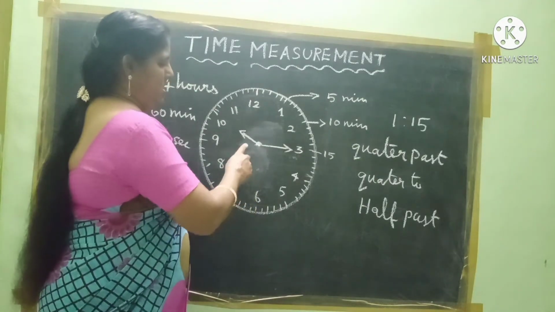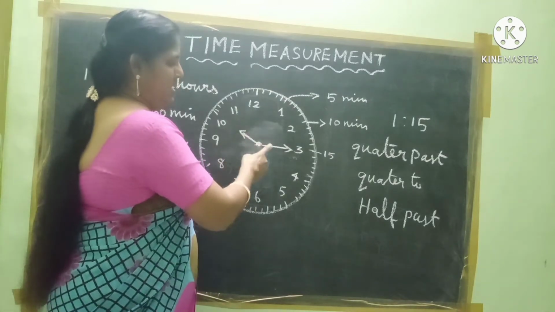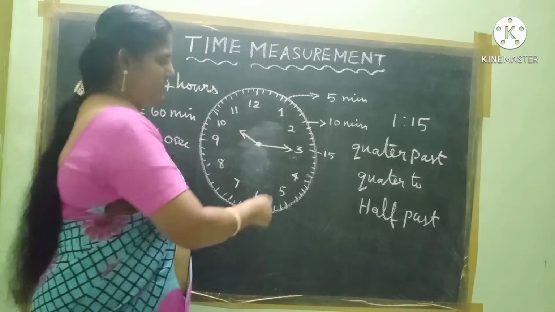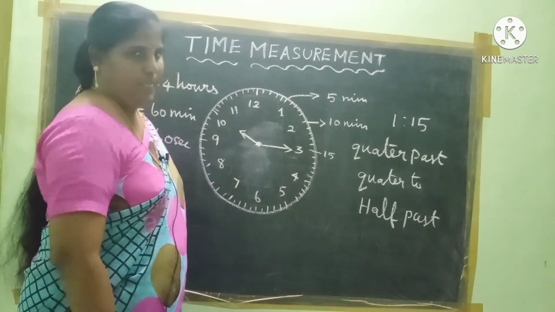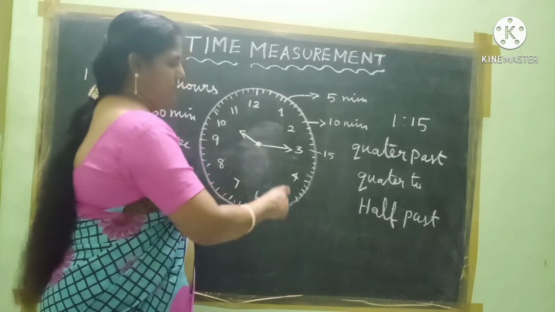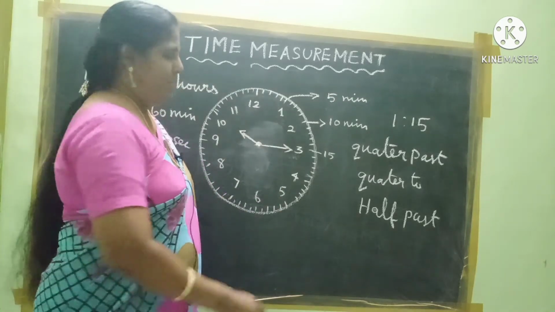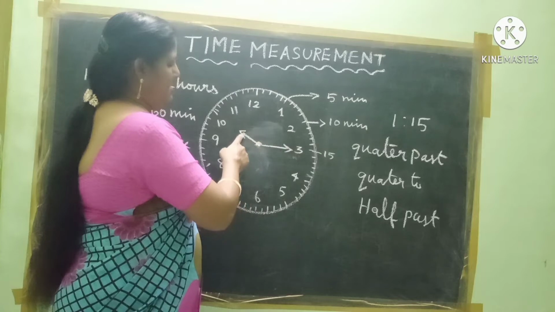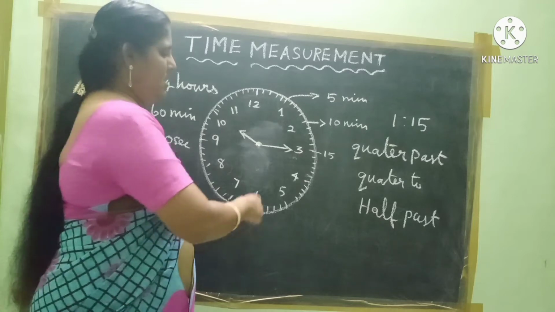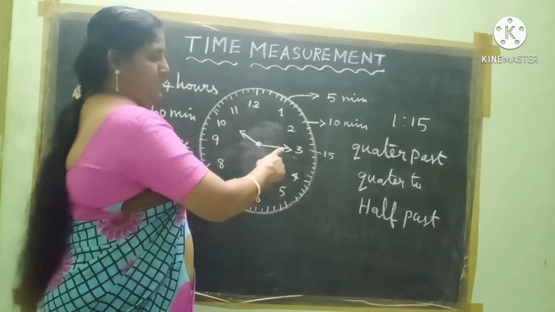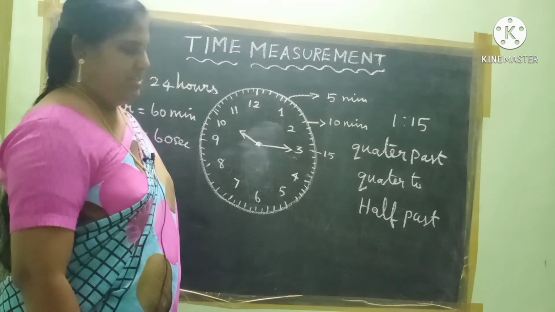Otherwise, let us see the next one. When the hour hand is a little after 10 and the big hand is pointing 3, now listen. When the minute hand is on 3 and the hour hand is a little after 10, the time is read as quarter past 10. Quarter past 10.